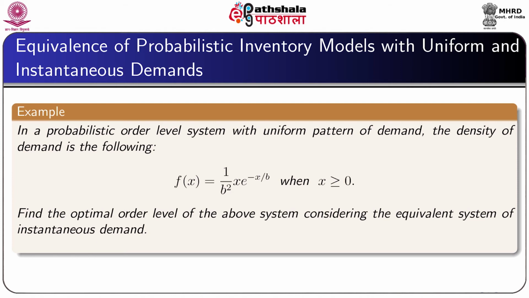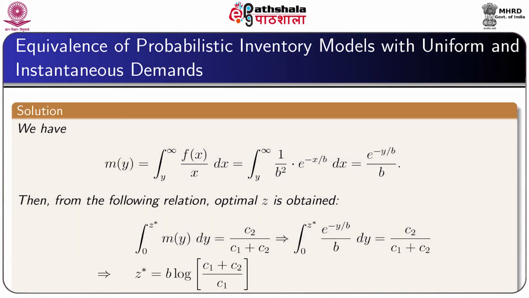That means we can find the solution of the problem by considering the probabilistic inventory model with uniform demand, but the question asks that we first convert this problem into an equivalent probabilistic inventory model for instantaneous demand and then find the solution. So, for this we have m(y) equal to integral y to infinity f(x) by x dx, which gives e to the power minus y by b by b.